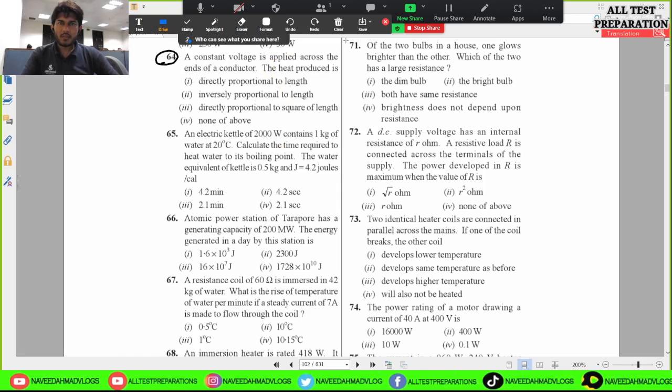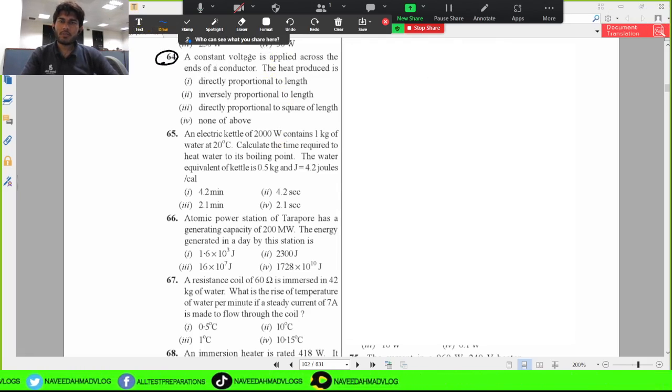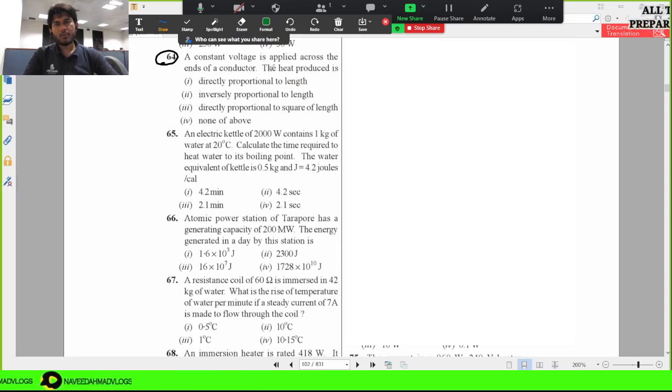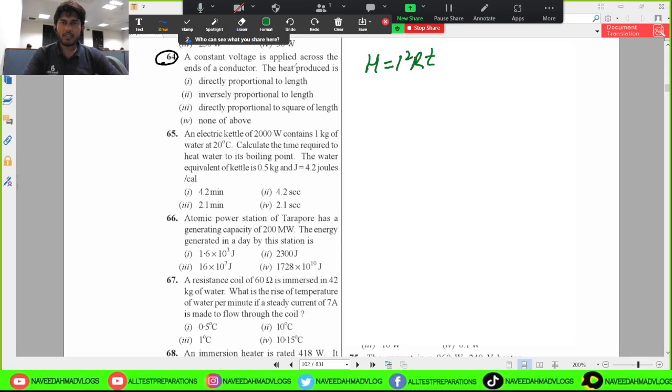A constant voltage is applied across the ends of the conductor. The heat produced is? So you need to find the heat. As we know, the heat formula is H is equal to I square RT. Voltage is constant, and you need to find the relation between heat and length.